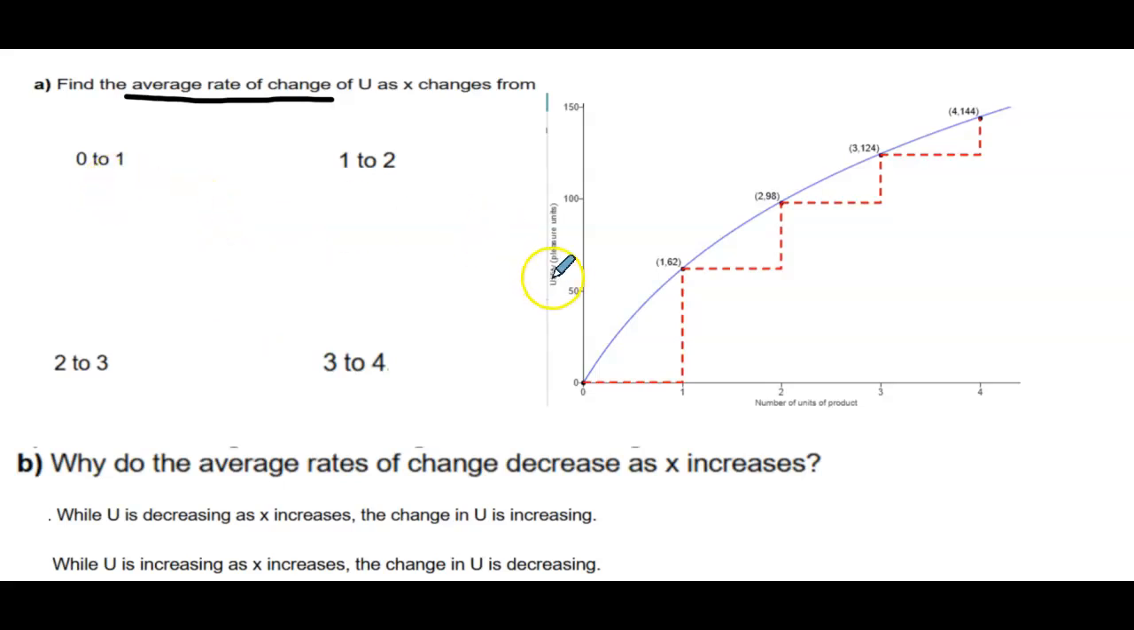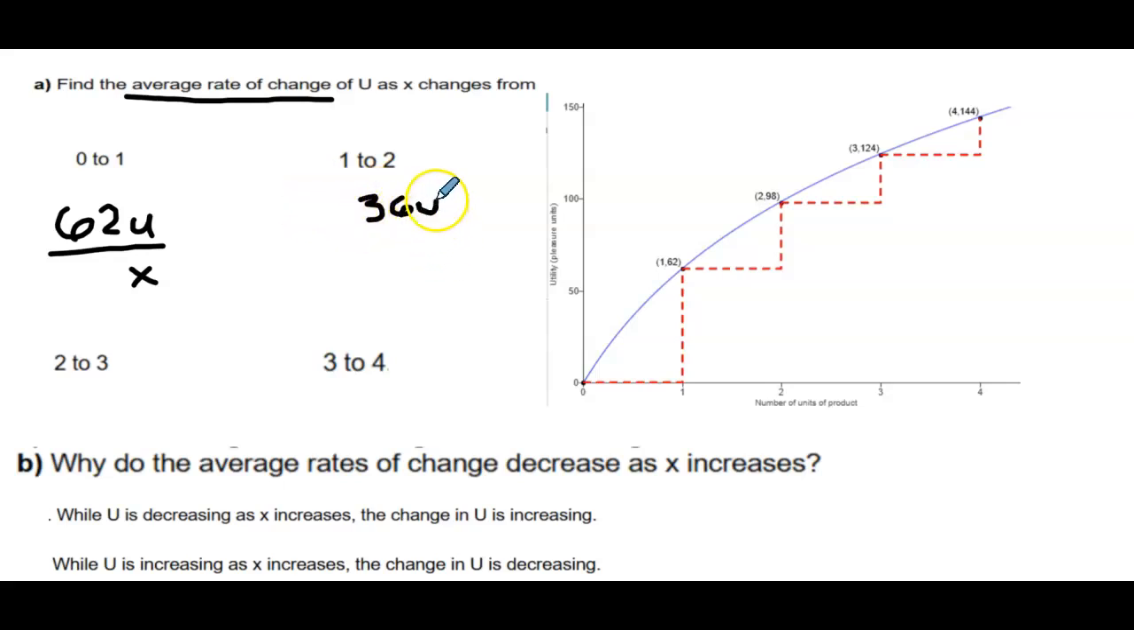So if you look at the change in the utility, the y-axis, across the x values of 0 to 1, you can see it changed by 62 units. So we've got 62 pleasure units U per unit of this particular product, which they're just calling X. From 1 unit to 2 units consumed, we've got a change of, let's see, it goes from 62 to 98, which should be 36, I believe.